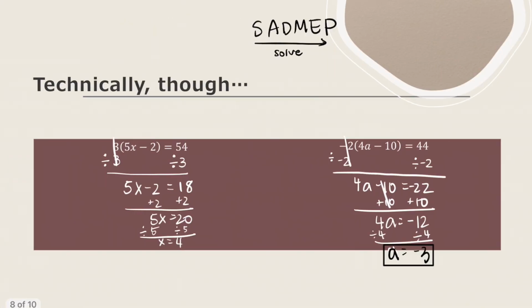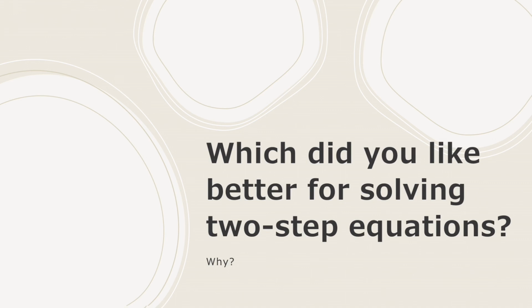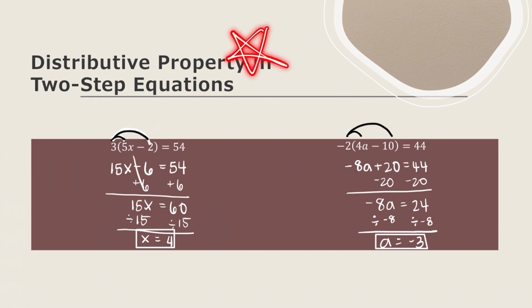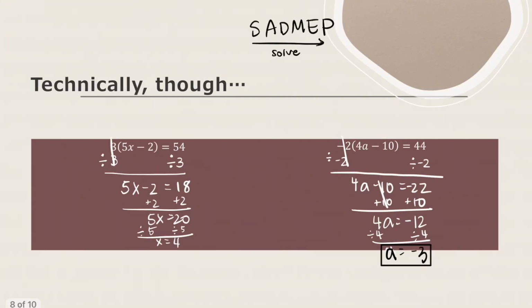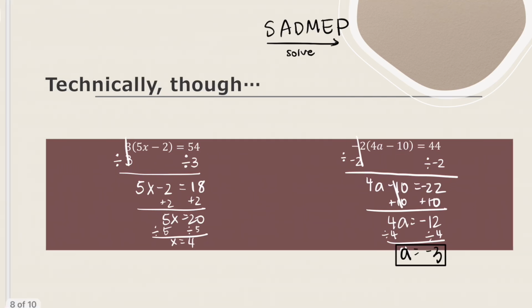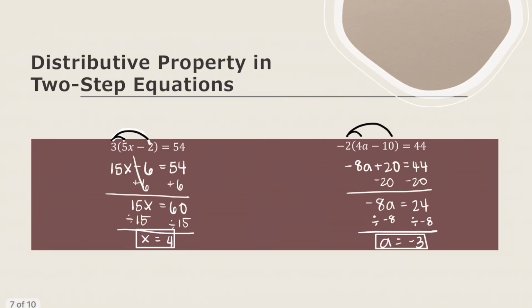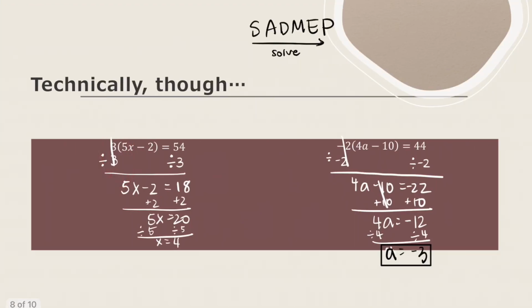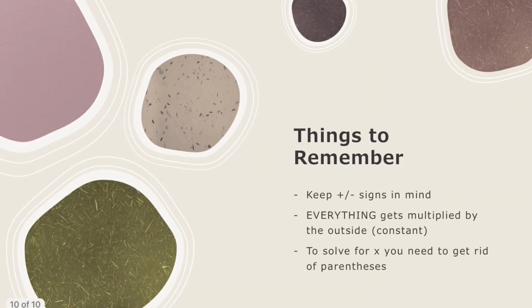So either way you did it, which one you liked better, it really doesn't matter. So think about which one you liked better, and why. I like this way better, because honestly, I get messed up with negatives less. This one, because there's more division, it kind of messes up my brain in terms of negatives. But either way is fine. If you want to distribute first, or if you want to get rid of that number first, it's totally fine.